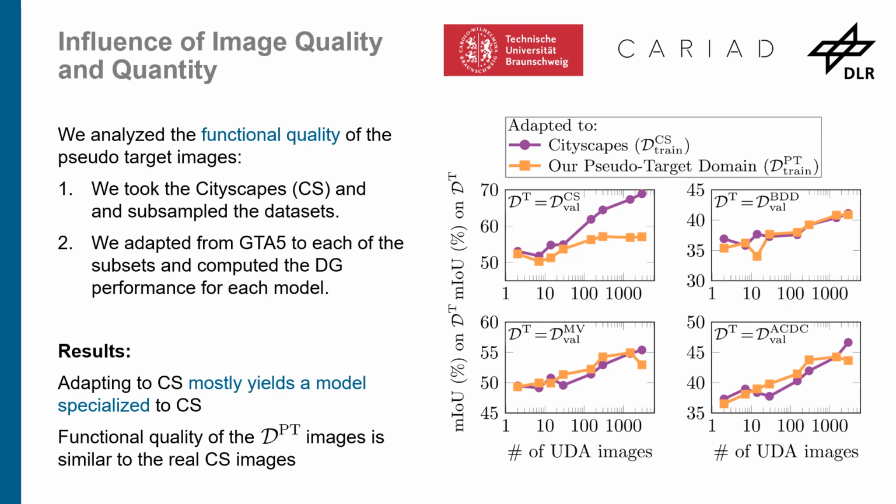As we can observe, the results are very similar with regards to the generalization. Adapting to the real images from DCS mostly improves the results on Dynamic Cityscapes itself, and does not introduce generalization to the other target domains. We can hence deduce that the functional quality of the generated images is quite similar to that of the real-world images of the Dynamic Cityscapes dataset.